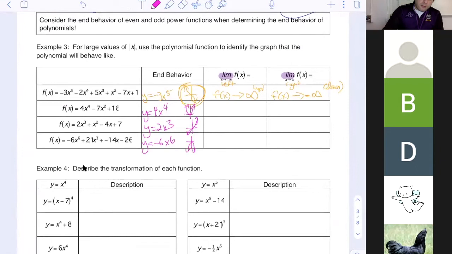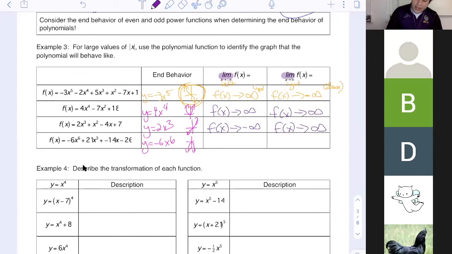So now let's interpret what this means. As x goes to the left, where does f of x go? Well, as this graph goes to the left, f of x goes to infinity. As it goes to the right, f of x still goes to infinity. Looking at the next one, as your graph goes to the left, where does f of x go? As x goes to negative infinity, f of x also goes to negative infinity. And as x goes to positive infinity, f of x also goes to positive infinity.